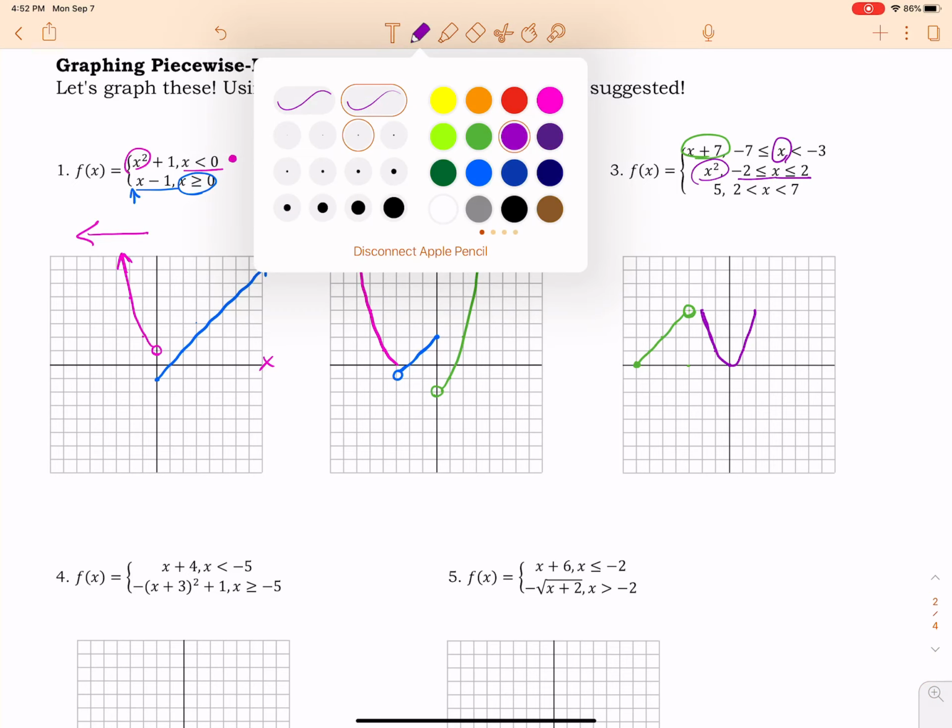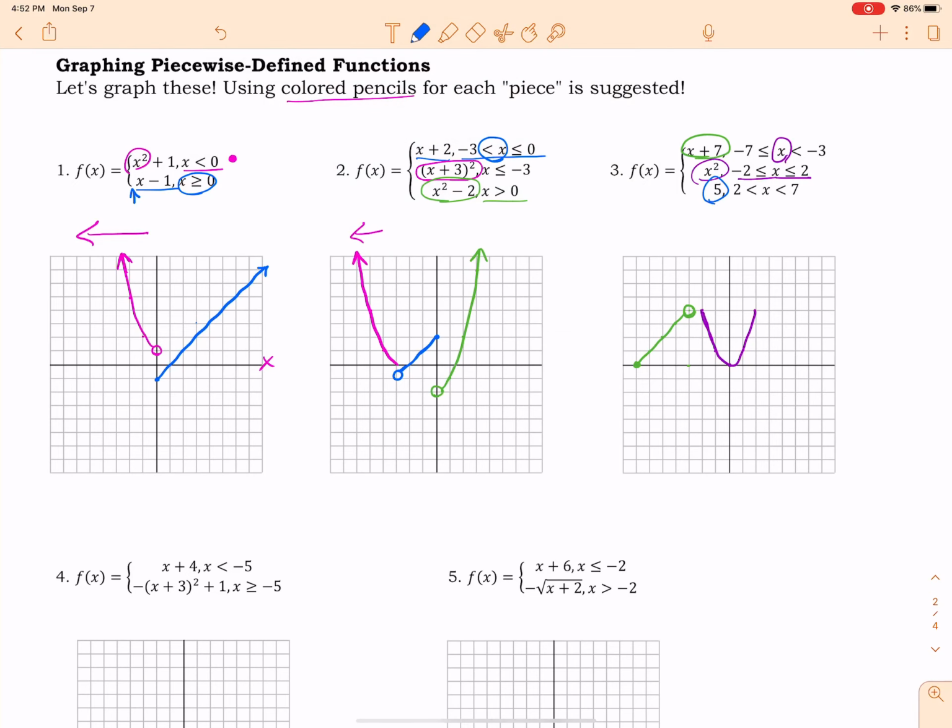All right, and the last one, let's use blue again, we have 5. Okay, well, when we have f of x equals 5, that just means a horizontal line through y equals 5. So 1, 2, 3, 4, 5, that's going to be right here. We're restricted to greater than 2 and less than 7. Well, 2 is right here. And it's less than, so we're going to have an open circle, and less than 7 is going to be 2, 3, 4, 5, 6, 7. I'm going to have an open circle at 7. So that's what my function will look like.